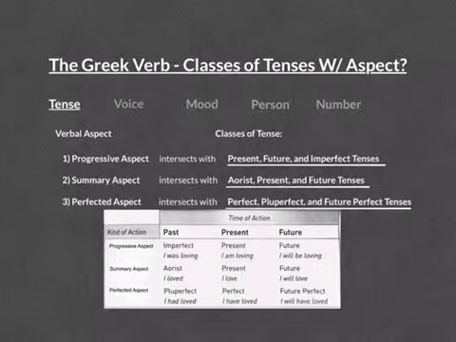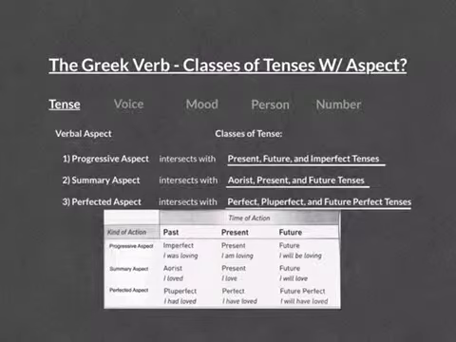Context. The most important thing in translating is context. Context, context, context. You can say it with me. The reason I'm saying that is because it's very important.